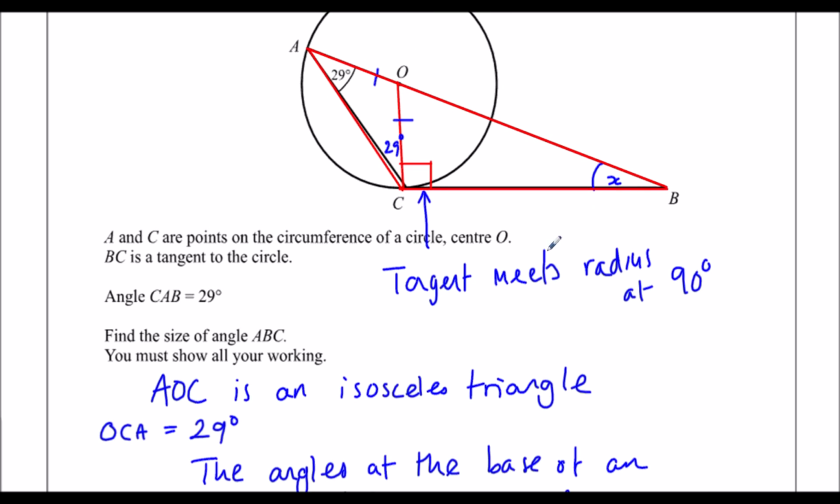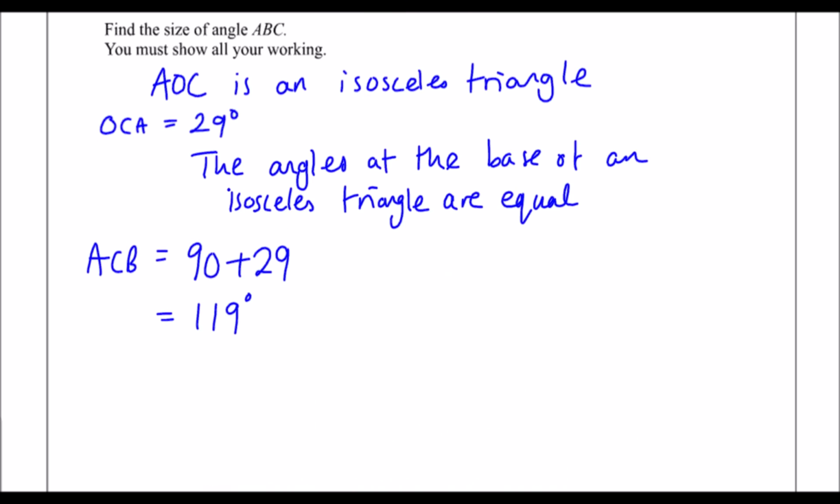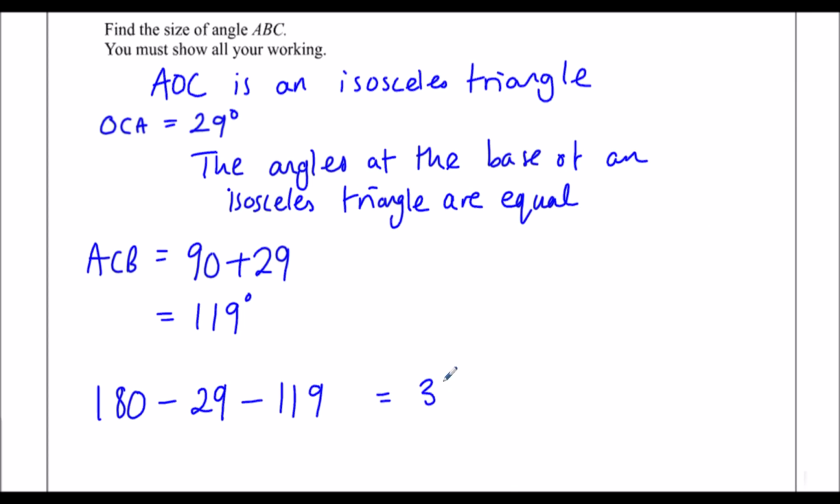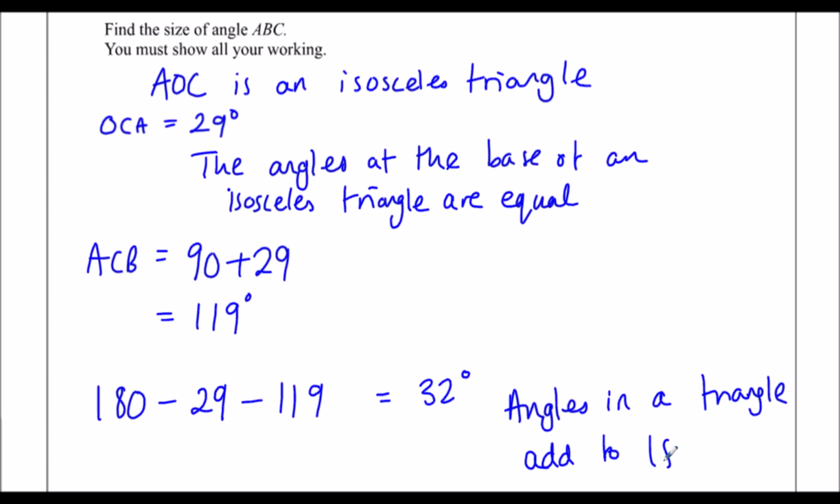So angles in the triangle add up to 180 degrees. So 180, take away this, this, and this will give us x. So 180, take away 29, take away 119 is 32 degrees. And that's because angles in a triangle add to 180 degrees.